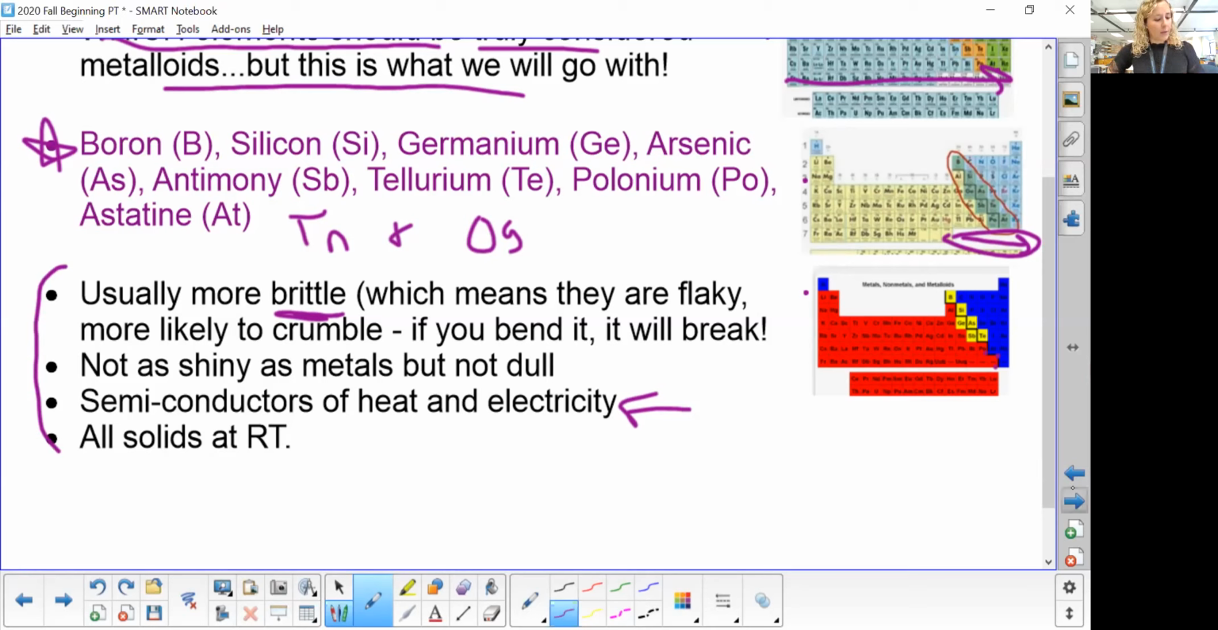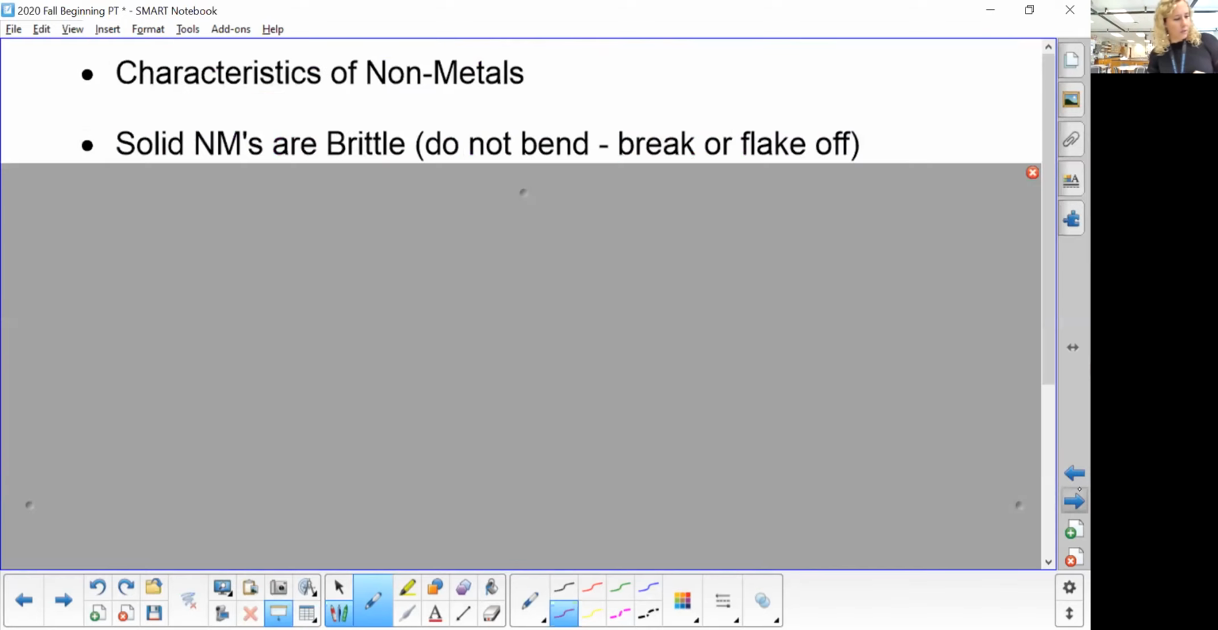The nonmetals. I did not grab my sulfur. Okay, characteristics of nonmetals. So nonmetals are very brittle. They do not bend. They will only break and flake off.